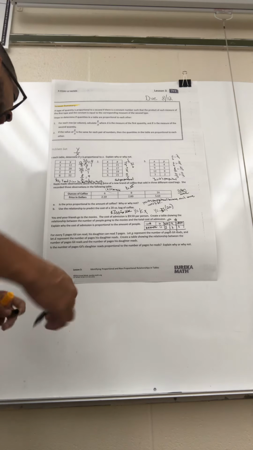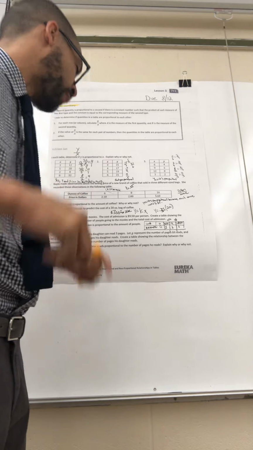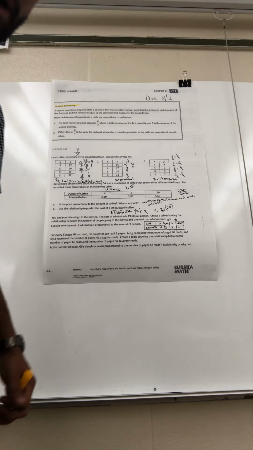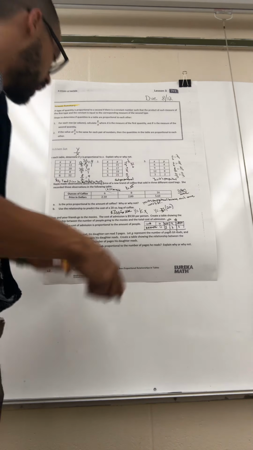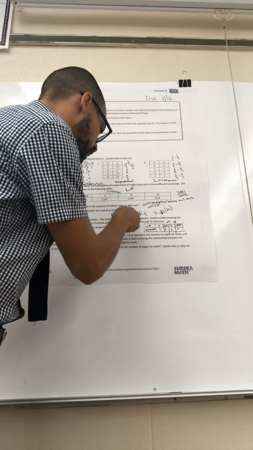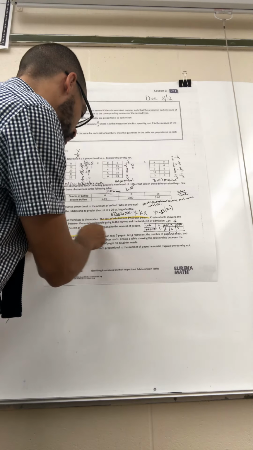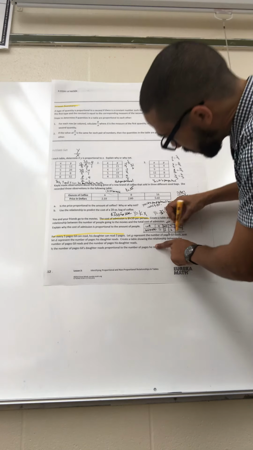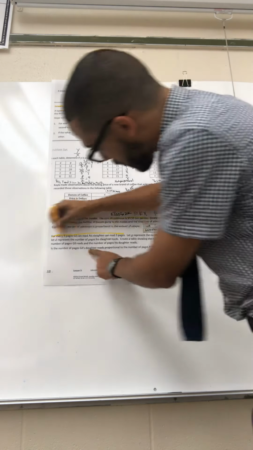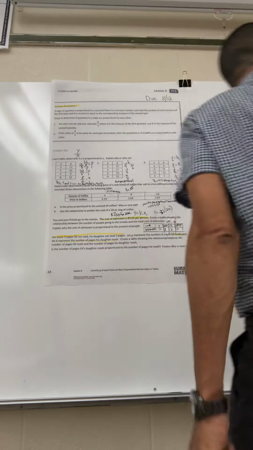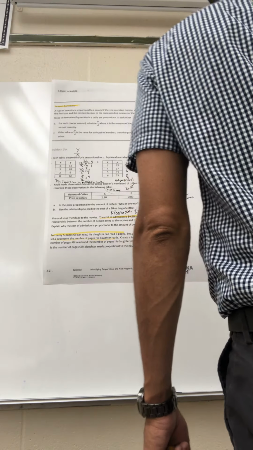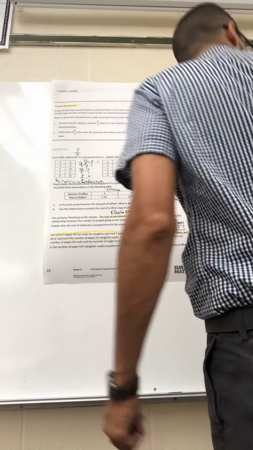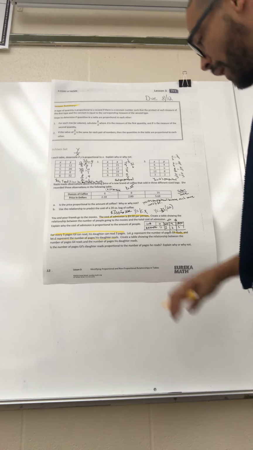All right. For every page Gil can read, his daughter can read 3 pages. What? Oh, I read that wrong. For every 5 pages Gil can read, his daughter can read 3 pages. All right? Let G represent the number of pages Gil reads, and let D represent the number of pages his daughter reads. You see how they did that? Gil got a G, and his daughter got a D.